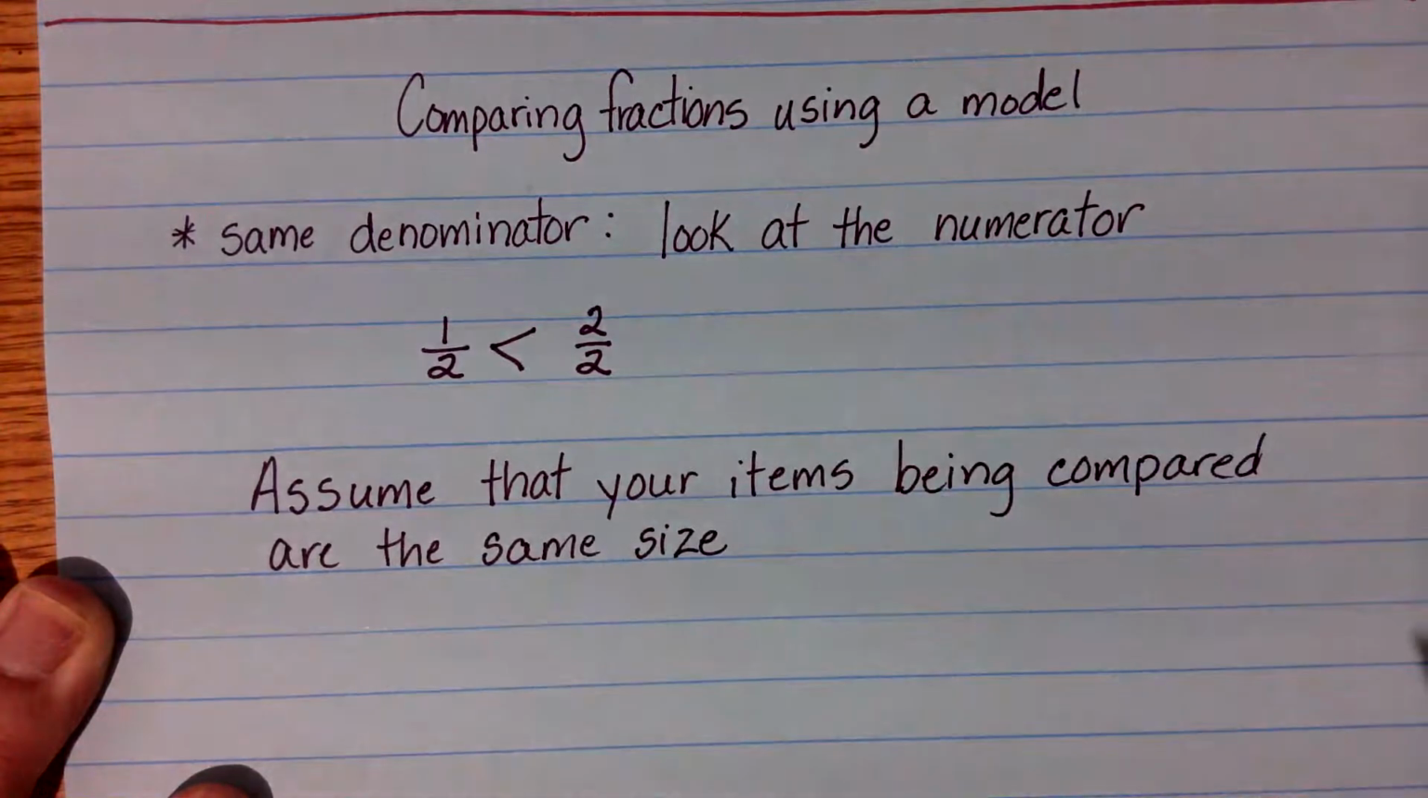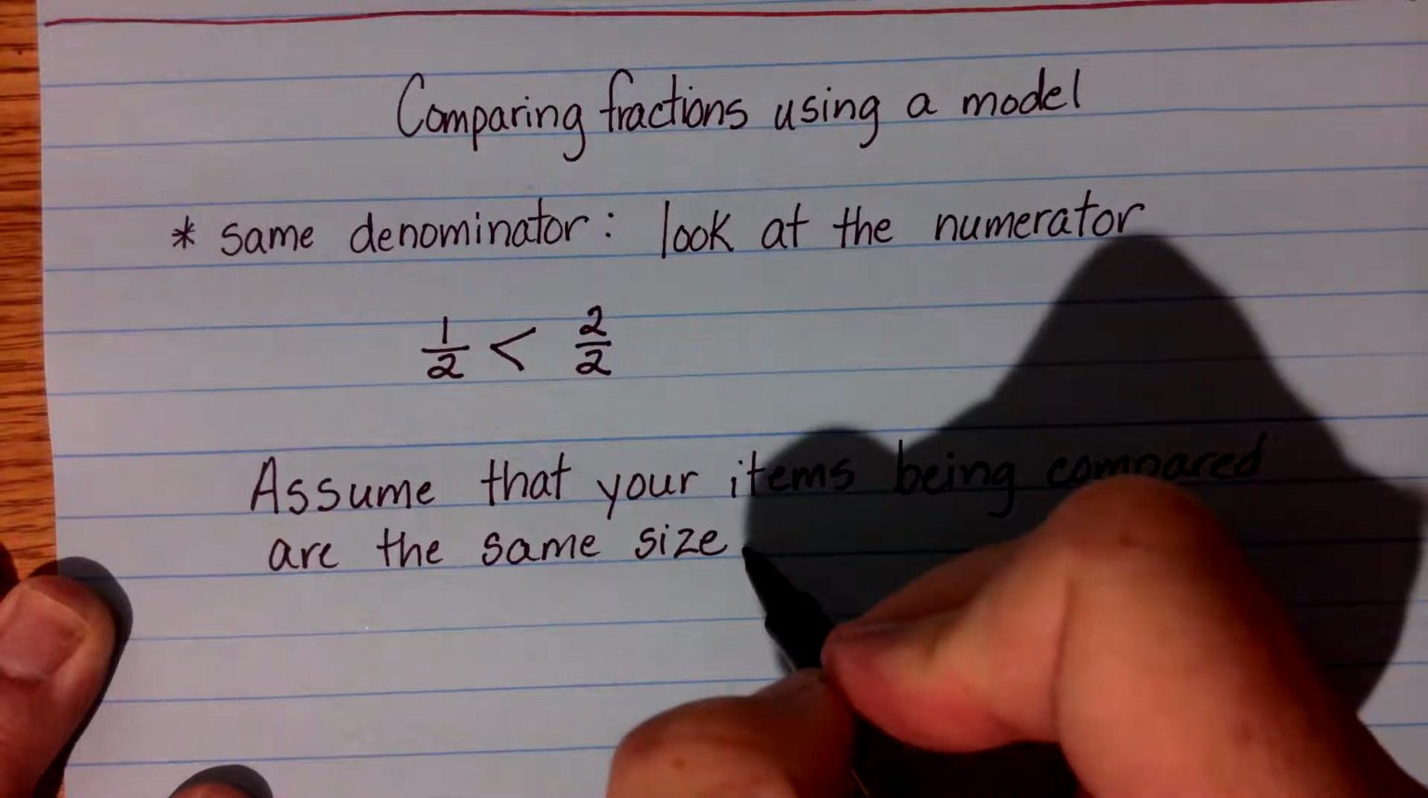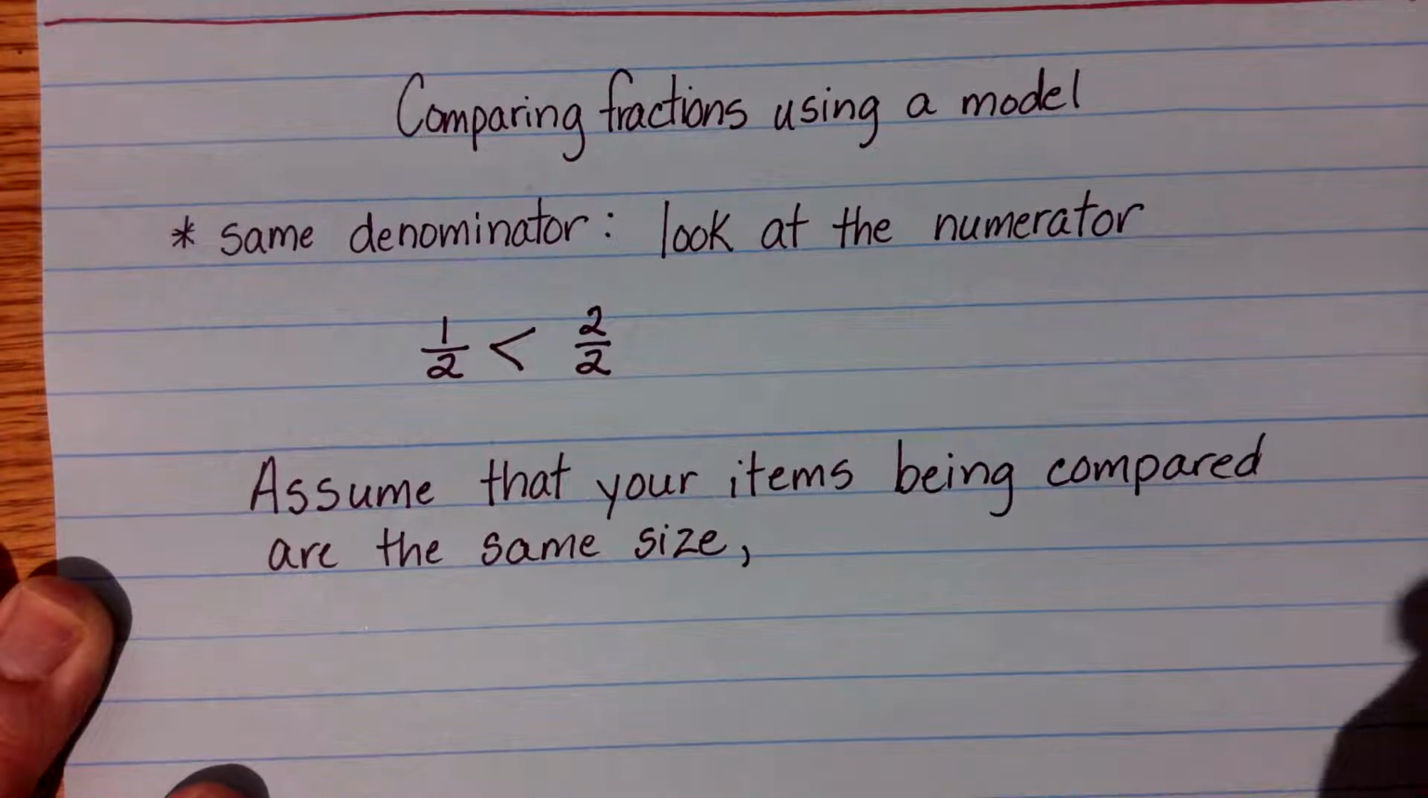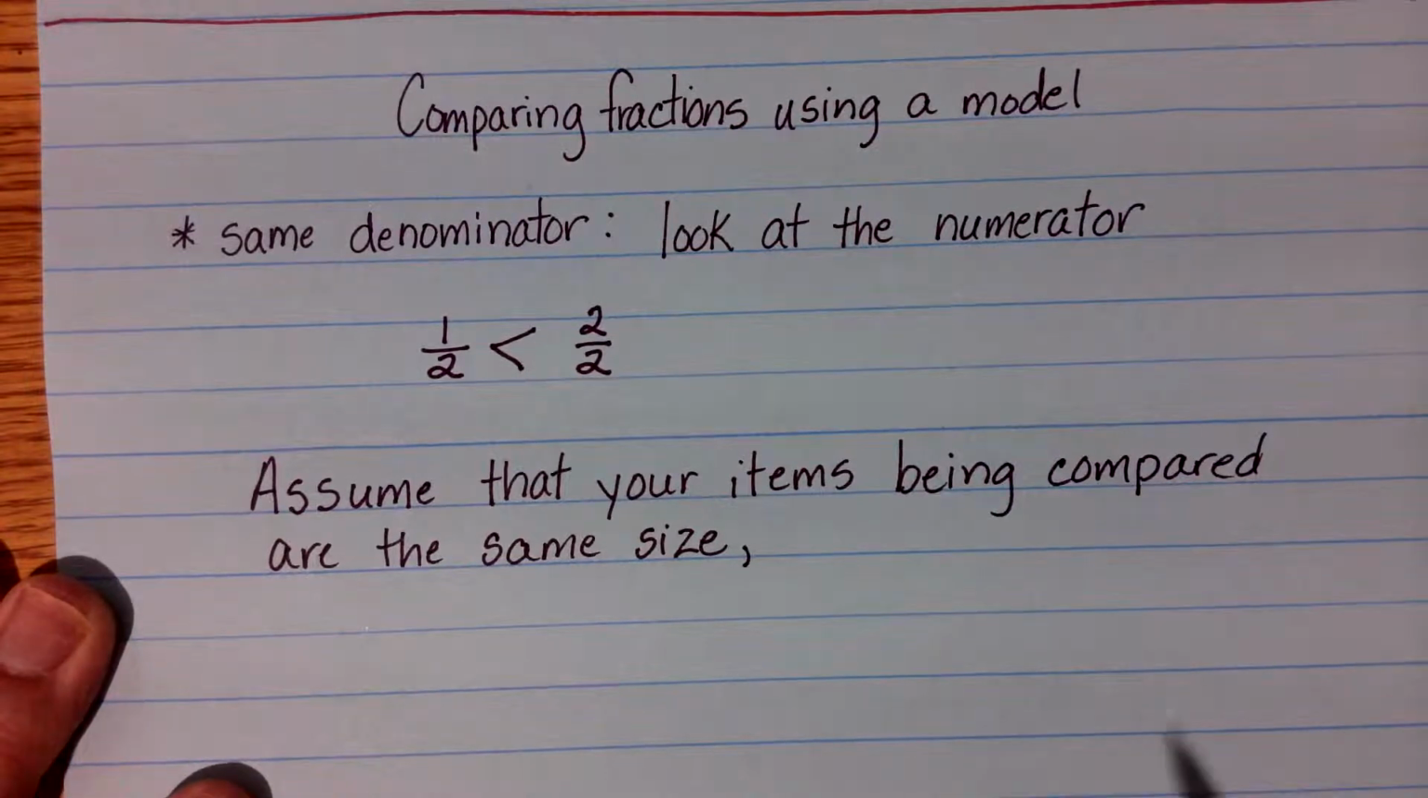The pieces that they're broken into are different sizes. So that's where we're getting the 1/2, 1/4, 1/8.